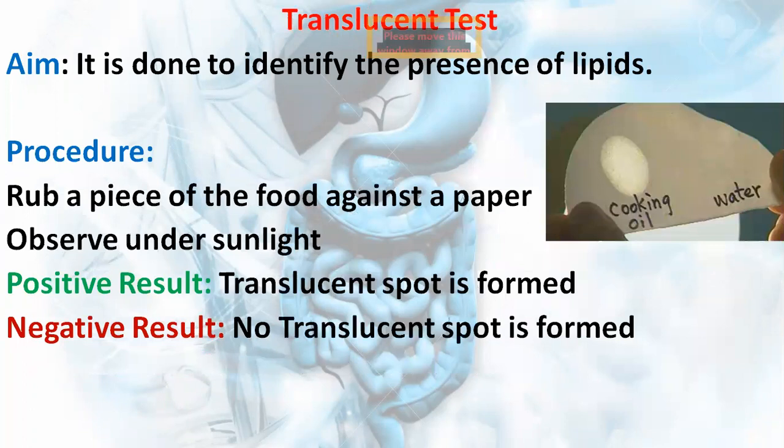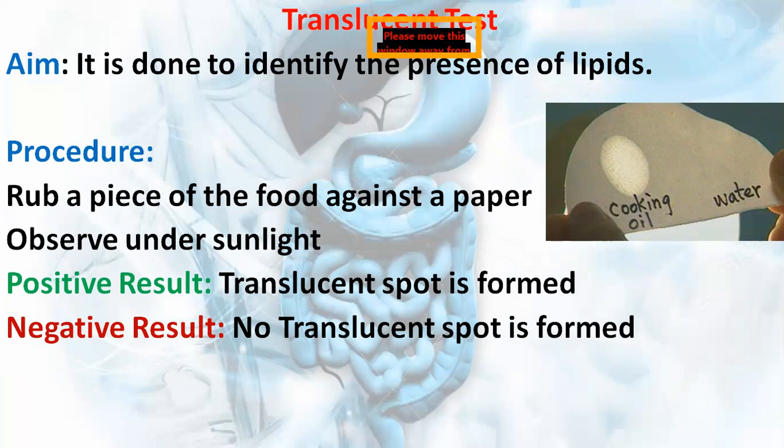Moving now to the translucent spot test. It's done to identify the presence of lipids. One example about this is the oil. If you put a drop of oil on this paper, if it gives this translucent spot, this means that we have a positive result and we have lipids. However, if there is no translucent spot, like the case of water, so here the solution contains no lipids. So this is a negative result.